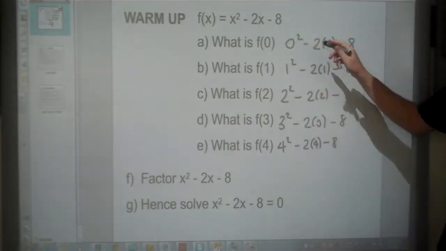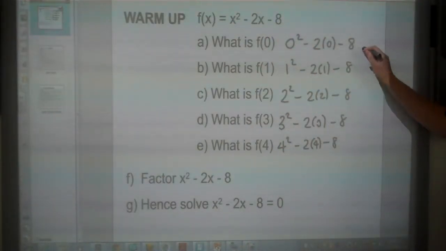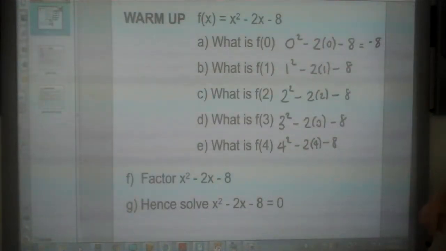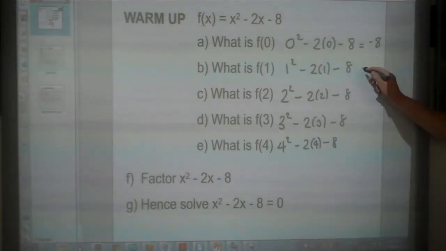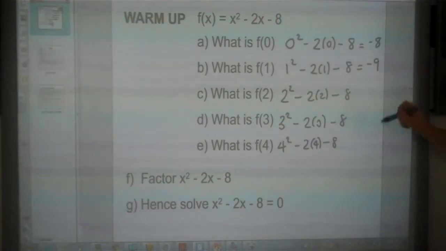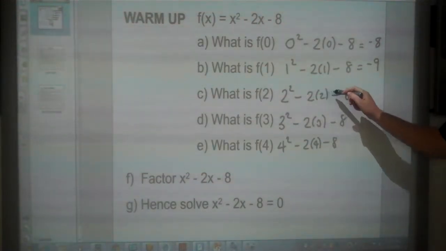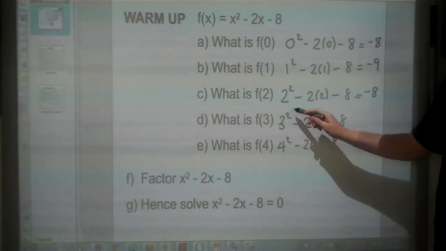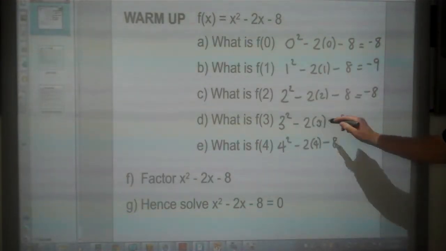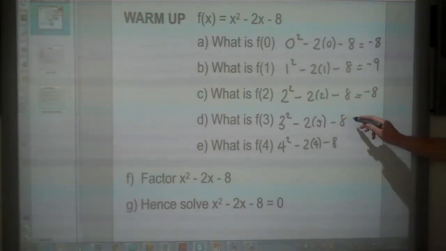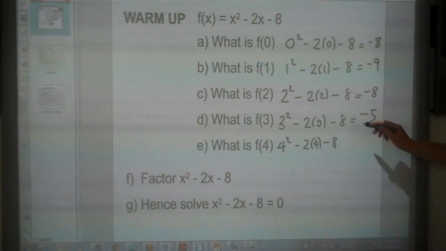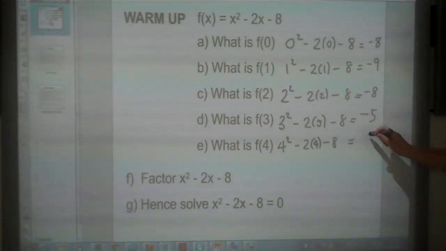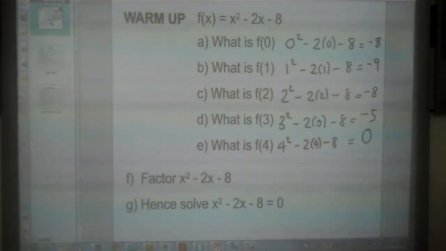So 0 minus 2 times 0 minus 8 is negative 8. 1 squared is 1, minus 2 times 1 is negative 1, take away 8 is negative 9. 4, take away 4 is 0, take away 8 is negative 8. 9, take away 6 is 3, take away 8 is negative 5. And 16, take away 8 is 8, take away 8 equals 0.